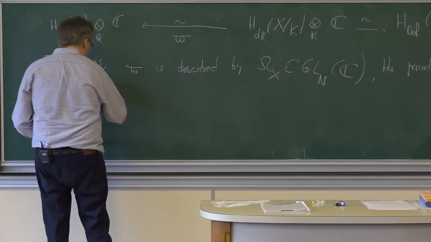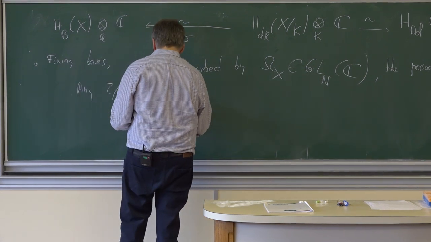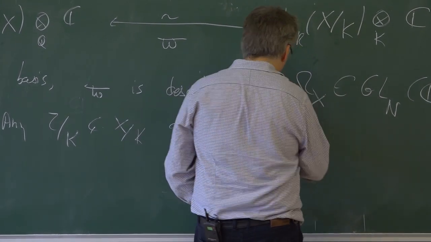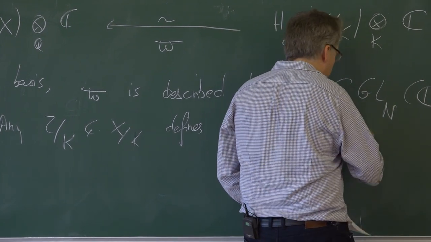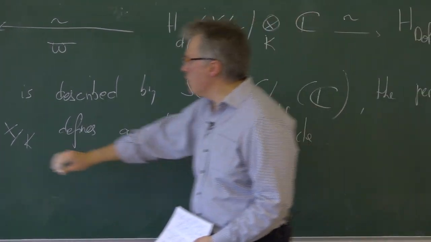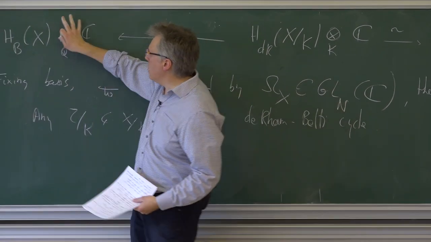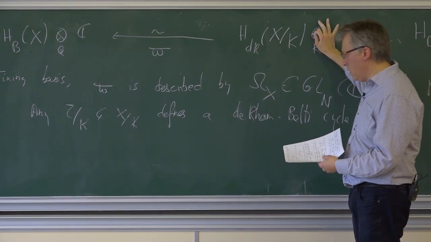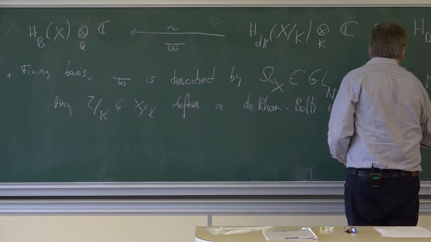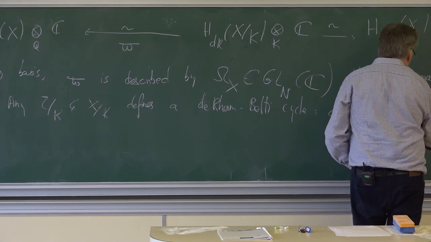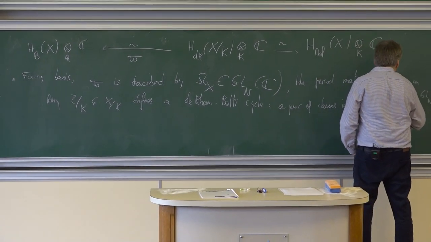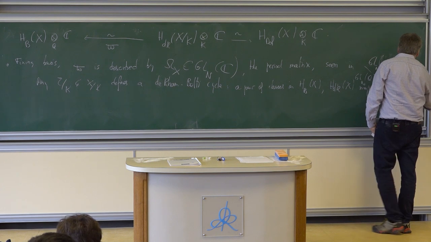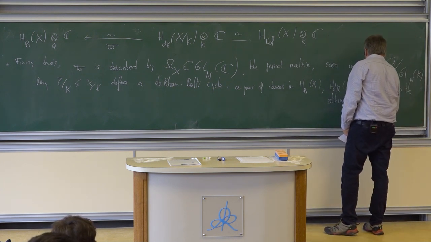Then any Z of K inside X of K, any algebraic subvariety, defines what you can call a Betti-de Rham cycle, or de Rham-Betti, it's nicer. Right? There is a cycle class associating to any such Z a class here without tensoring by C, and a class there without tensoring by C. So this is a pair of classes in H_B of X and H_dR of X mapped one to the other by this pi, okay?